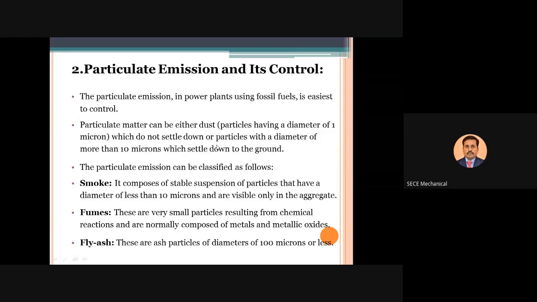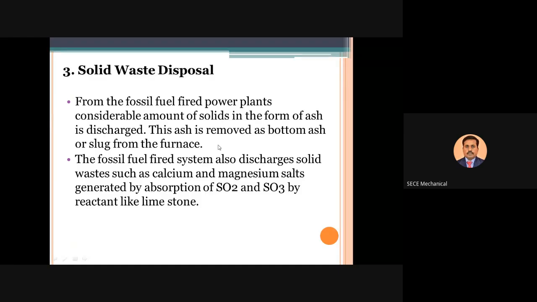Next, we discuss solid waste disposal. Ash is the solid waste. Apart from ash, some calcium and magnesium salts are also generated due to absorption of SO2 and SO3 during combustion in the fuel fired system. Normally limestone is also sometimes used in the furnace area, so that will create calcium and magnesium salts. That is also combined with your ash. So these all are called solid waste.